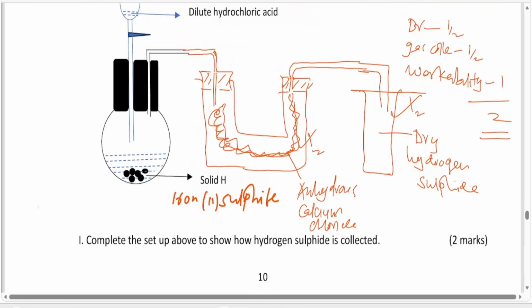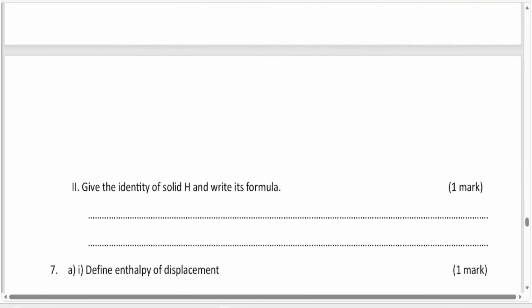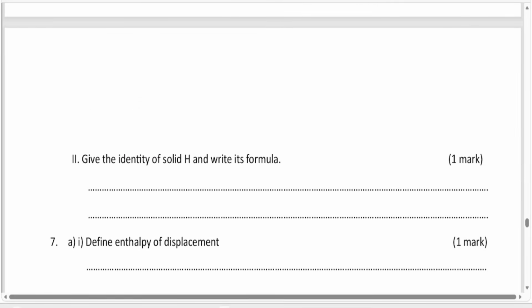Moving to the next question. Give the identity of solid H and write its formula. So the identity of solid H, as we have seen, is iron 2 sulfide. Its formula is FeS. Iron 2 sulfide. I have a mark.